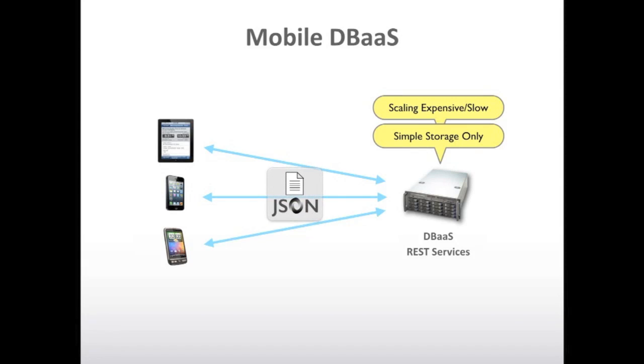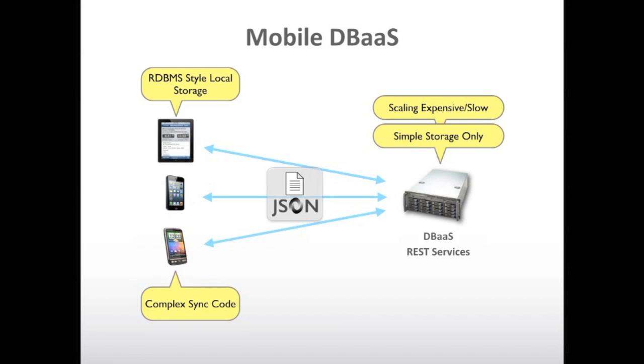So in this case, we also still have JSON on the wire. But then again, we still have that relational database style local storage, with SQLite or Core Data SQLite, within devices. So again, you have to deal with this sort of complex sync code, and in this situation, you don't have control on the application server side, because you're now just using a DB as a service. So all it is is data storage.